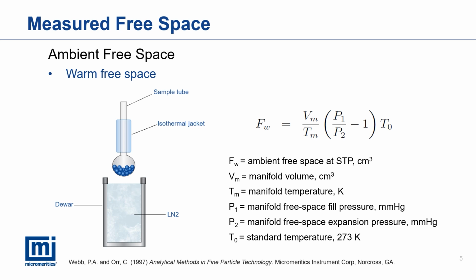The pressures in the manifold before and after dosing are used to calculate ambient free space, which is corrected to standard temperature to determine the effective sample tube volume, excluding the volume displaced by the sample, which is the capacity of the sample tube to store gas at standard temperature and pressure. In this simplified equation, F_W is ambient free space at standard temperature and pressure. V_m is the manifold volume, T_m is the manifold temperature, P_1 and P_2 are the manifold pressure before and after dosing, respectively, and T_0 is standard temperature.